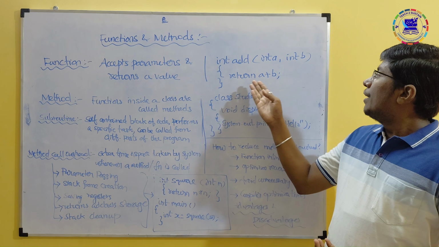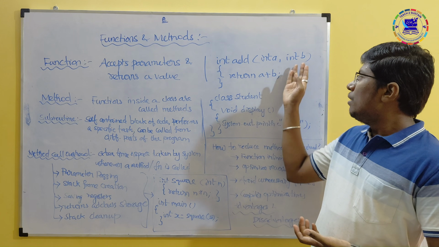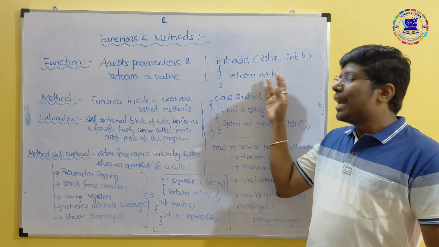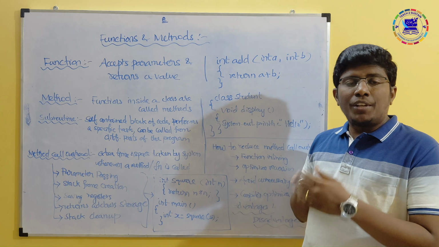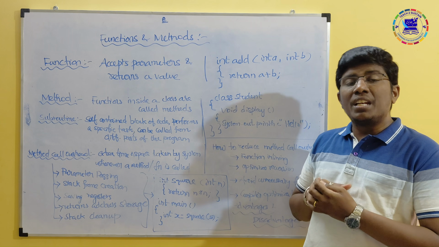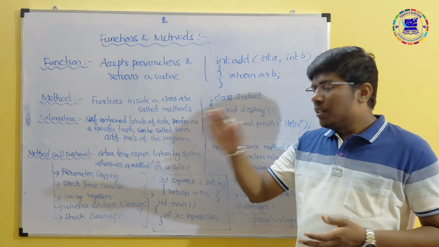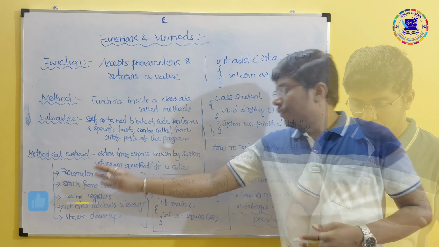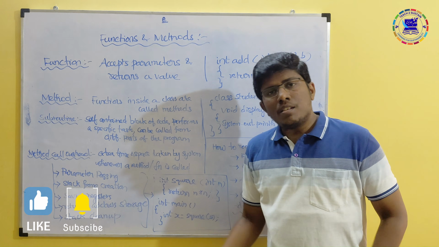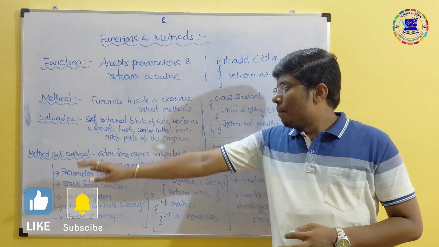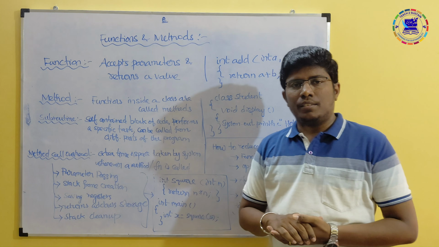So here we are passing the values a and b to the function and we are returning a plus b. After execution, that stack has to be released. That is called what? Stack cleanup. These entire processes contribute to the method call overhead.